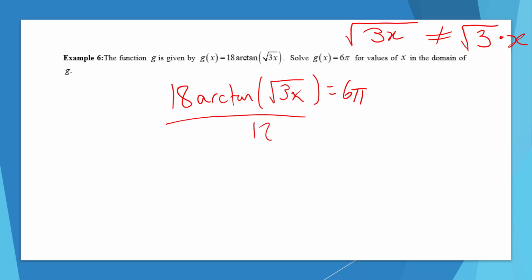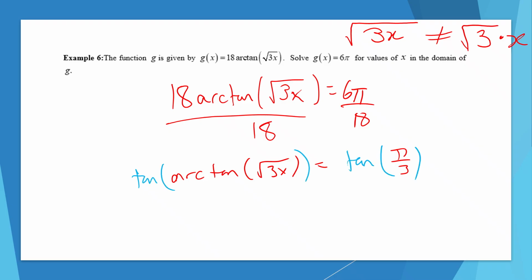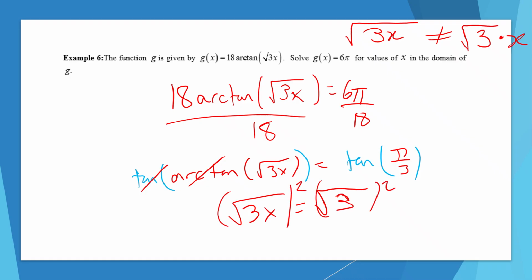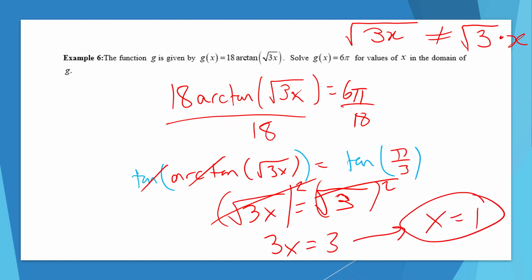Divide both sides by 18 to get arctan root 3x equals pi over 3. Then I will take tangent of both sides. And then we should get root 3x equals tangent of pi over 3. That, from the unit circle, is just root 3. Here, then, I would square both sides to just get 3x equals 3. So the squares and the square roots will cancel out. Divide both sides by 3 to get x equals 1. So that should be our answer for example 6.